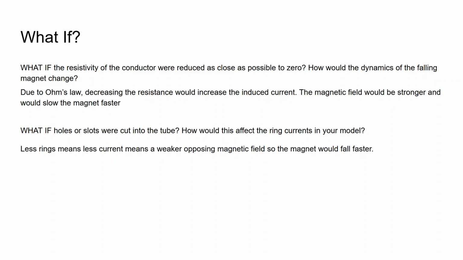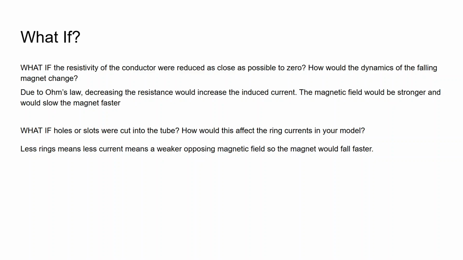What if the resistivity of the conductor were reduced as close as possible to 0? How would the dynamics of the falling magnet change? Due to Ohm's law, decreasing the resistance would increase the induced current. The magnetic field would be stronger, and this would slow the magnet faster.